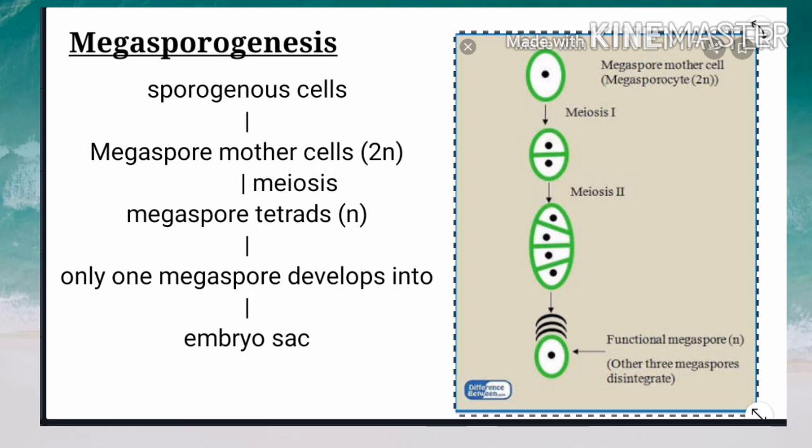These sporogenous cells behave as the megaspore mother cells, which are diploid, and are the actual cells that form the megaspore. Megaspore mother cells undergo meiotic division to form 4 megaspores, out of which 3 degenerate and 1 remains functional to form the embryo sac. The functional megaspore develops into the female gametophyte by sequential mitotic divisions. The female gametophyte after maturation consists of an 8-nucleate embryo sac.